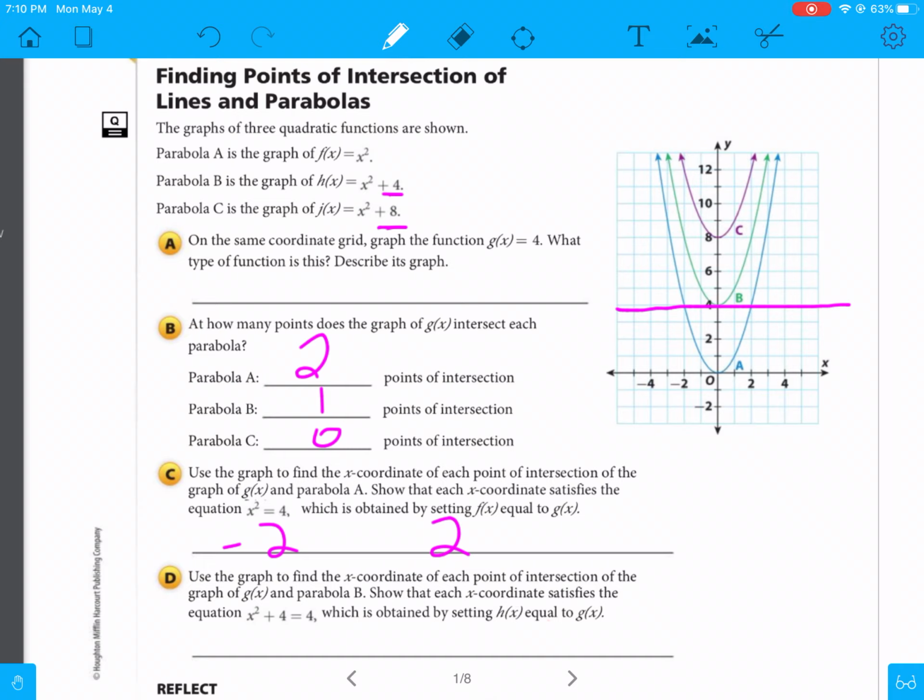Now for D, use the graph to find the x-coordinate of each point of intersection of the graph g of x and parabola B. So it looks like you just have 4. Oh, sorry, it's not 4, it's actually 0. The point is 0, 4, but the x value is 0, so it's going to be 0. And you can double check. You could do 0 squared plus 4 equals 4. So 4 equals 4, so it is true.